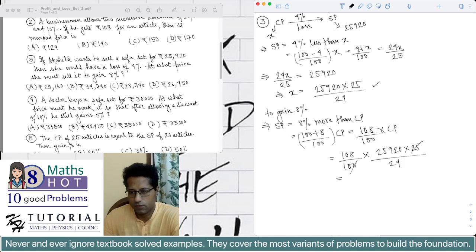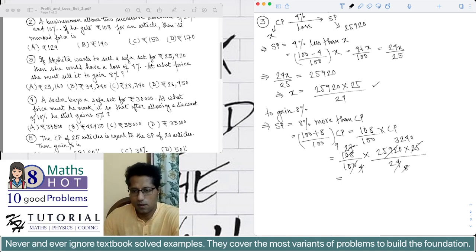25 cancels 100 with 4. 4 cancels 108 with 27. 3 cancels 24 with 8. 3 cancels 27 with 9. Eight cancels 25920 with 3 24, and then 1 2 16 32 40, 3240.